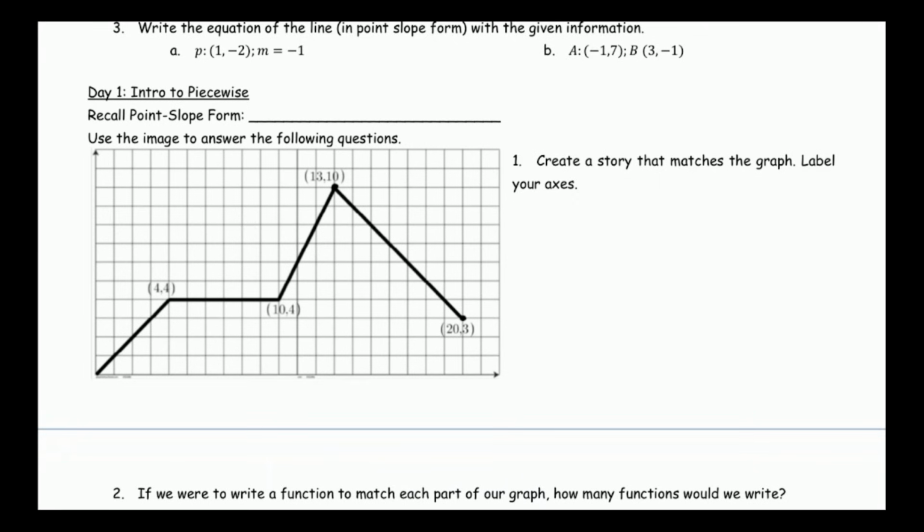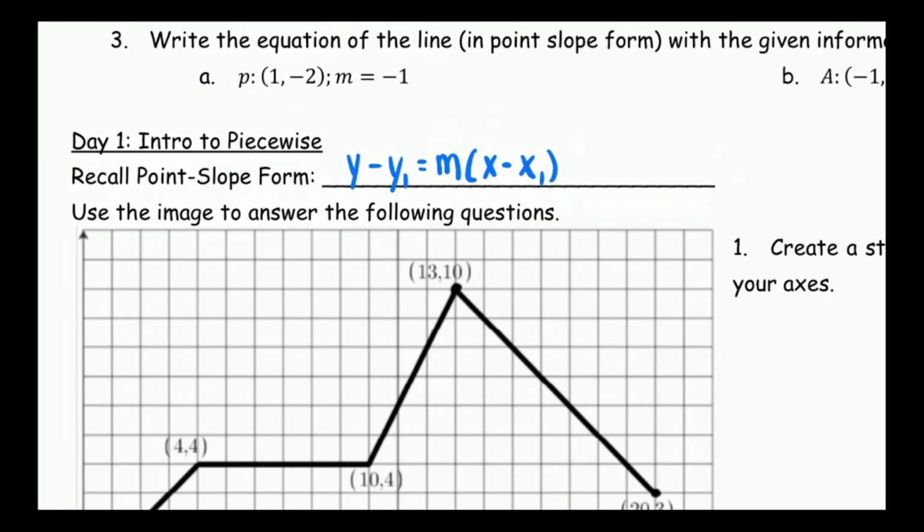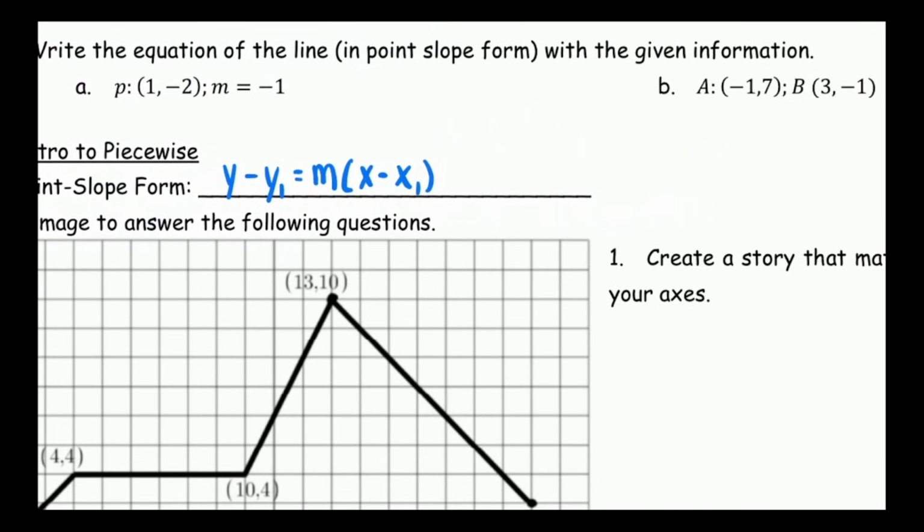So in this video, we're going to be doing an introduction on piecewise functions. And so to start, we're going to talk about point slope form real quick. As you may recall from previous math classes, point slope form is y minus y1 is equal to m times x minus x1. But moving forward in this class, we're actually going to want to rewrite that as y is equal to m times x minus x1 plus y1. So essentially all we're doing is we're moving over the y1 to the other side.